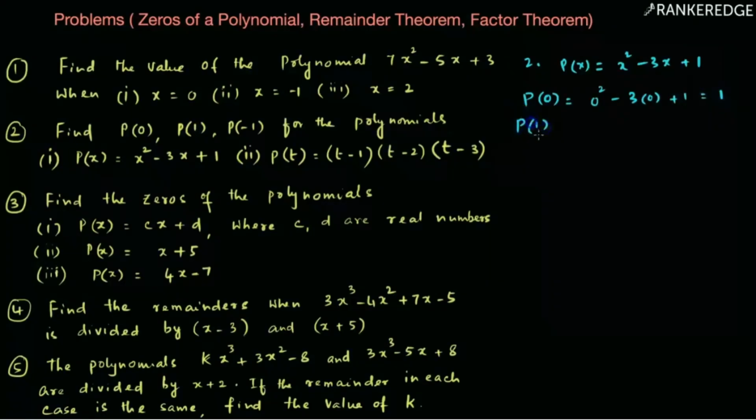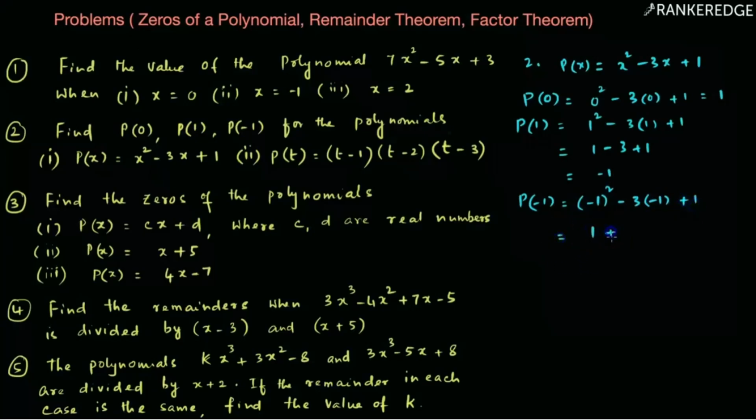And p of 1 for this polynomial will be 1 square minus 3 into 1 plus 1, which is 1 square is 1 minus 3 plus 1. 2 minus 3 is minus 1. Next one is p of minus 1. That is minus 1 whole square minus 3 into minus 1 plus 1. That is 1 plus 3 plus 1. That is 5.